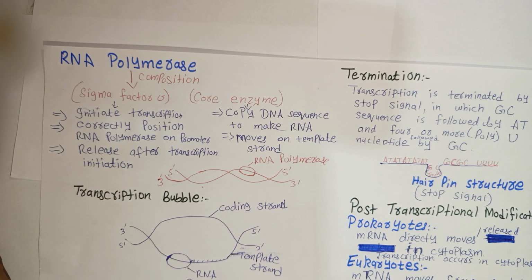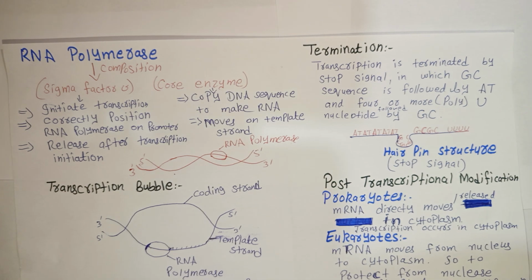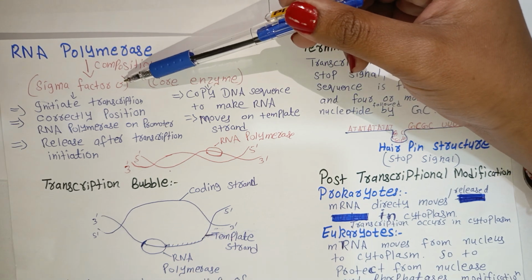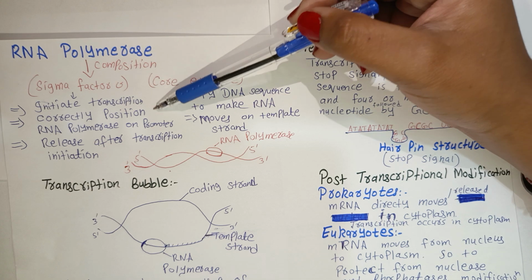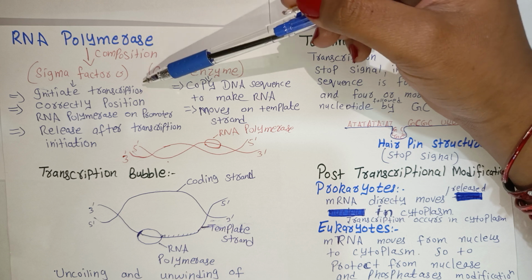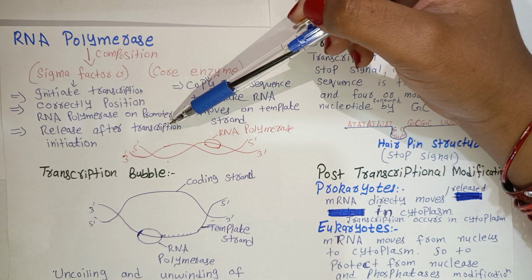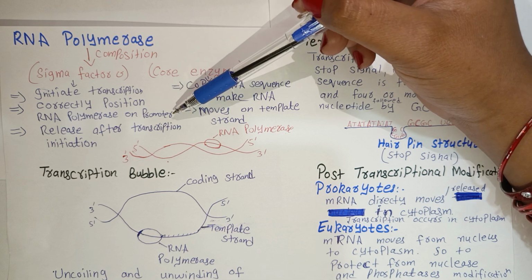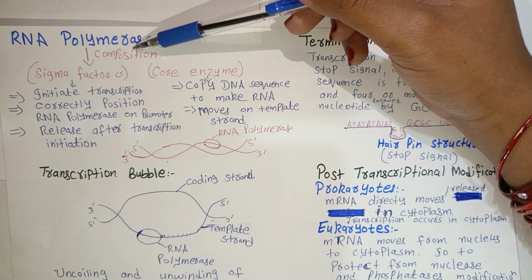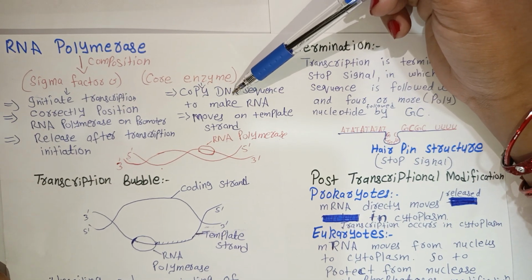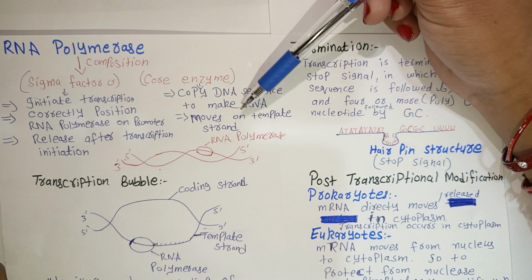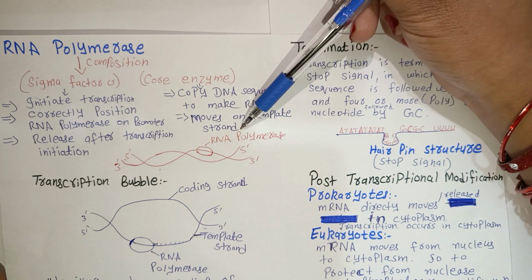RNA polymerase is composed of two factors: sigma factor and core enzyme. Sigma factor is actually that part of RNA polymerase which will just initiate the transcription, and it will correctly position the RNA polymerase to the promoter site. After correctly positioning the RNA polymerase on the promoter and after initiating the transcription, sigma factor will release from the RNA polymerase. And the remaining part of the RNA polymerase is the core enzyme, which will perform the main function. It will copy the DNA sequence to make the RNA, and it will move the RNA polymerase enzyme on the template strand.